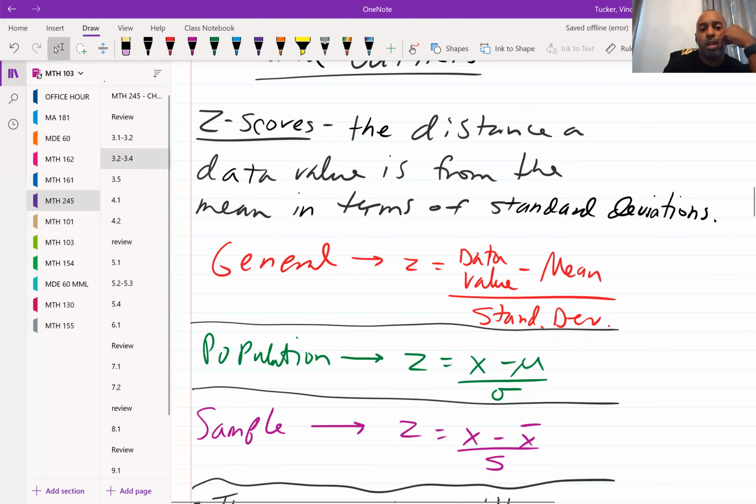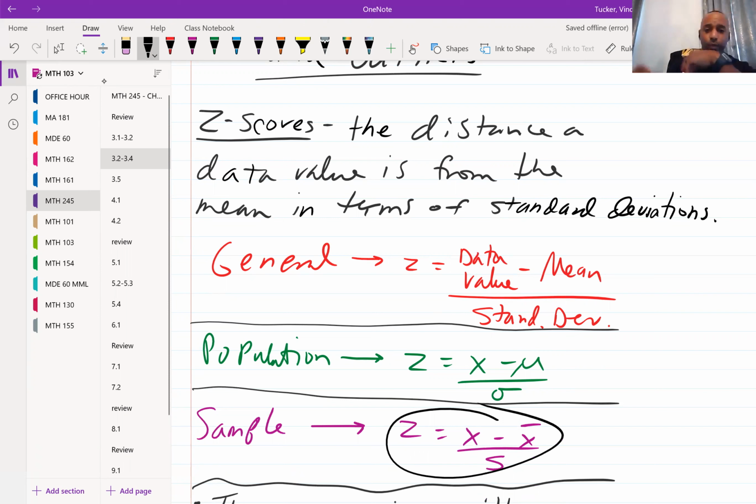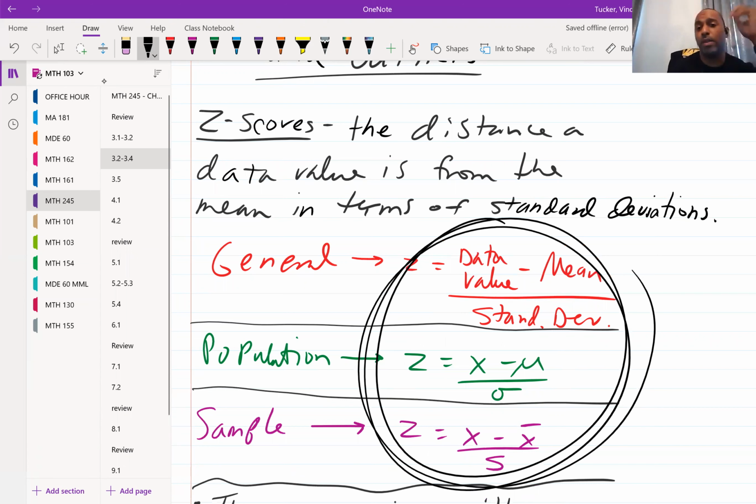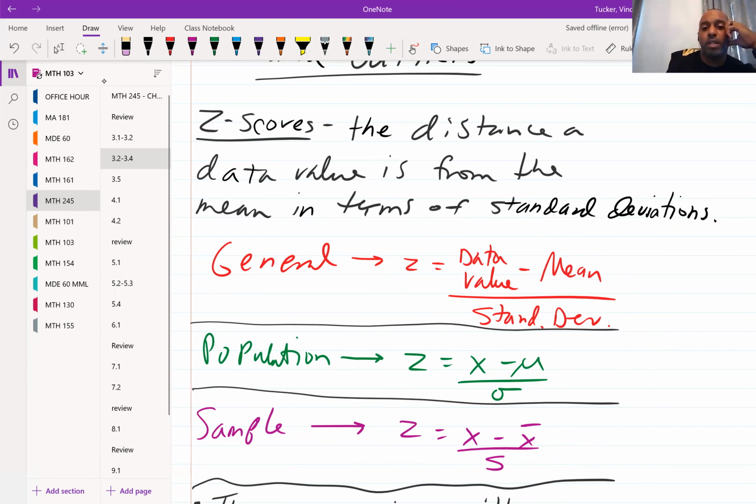And here I was just showing you the symbolism that you would use for each. If you were dealing with a population, remember there's a different set of symbols that you would use versus your sample. But all of this means the same thing: your data value minus the mean divided by the standard deviation.